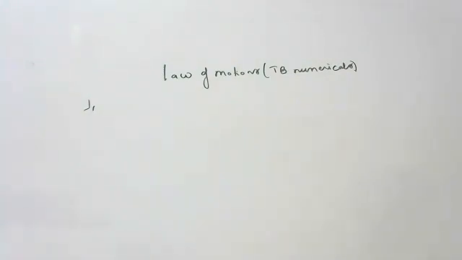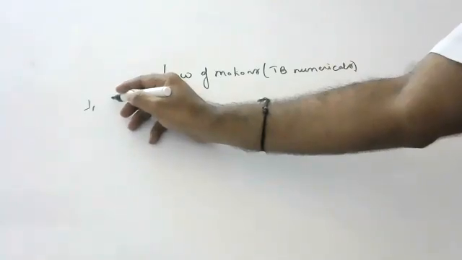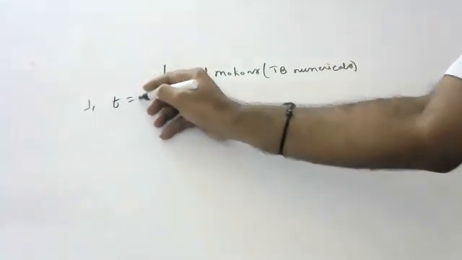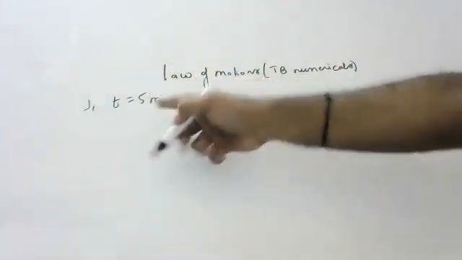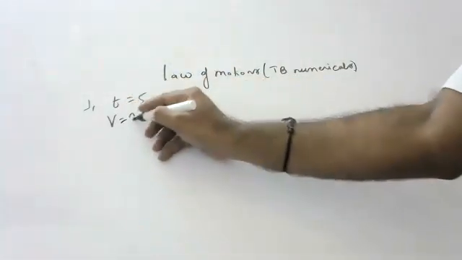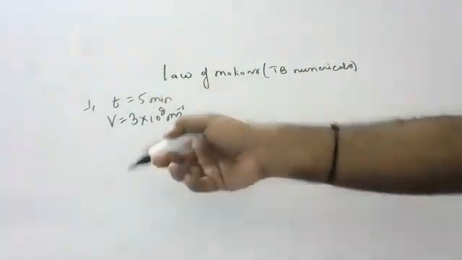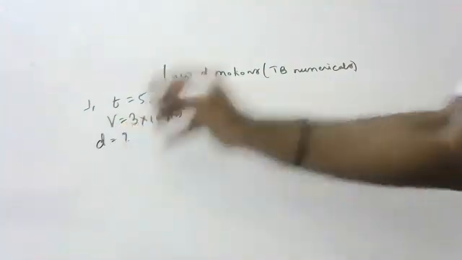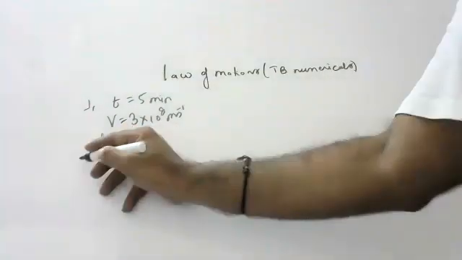During an experiment, a signal from a spaceship reached the ground in 5 minutes. The speed of the signal is 3 into 10 to the power of 8 meters per second. It is asking, what is the distance between the spaceship and the earth? Anyone want to say, children?